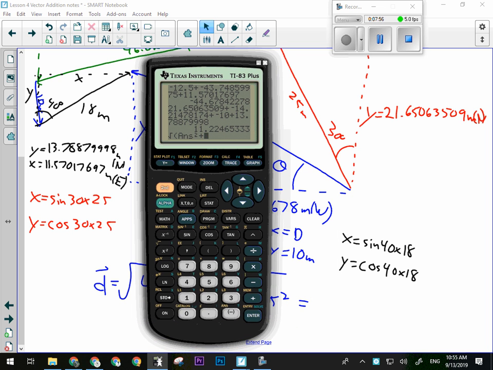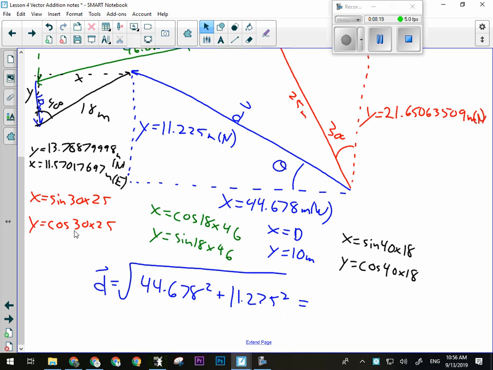Okay, so taking the square root of my answer. All right, I'm getting 46.1. So lucky me, I did all my calculations so far correctly. So far. Okay, all right, so I got the right magnitude, 46.1 meters.